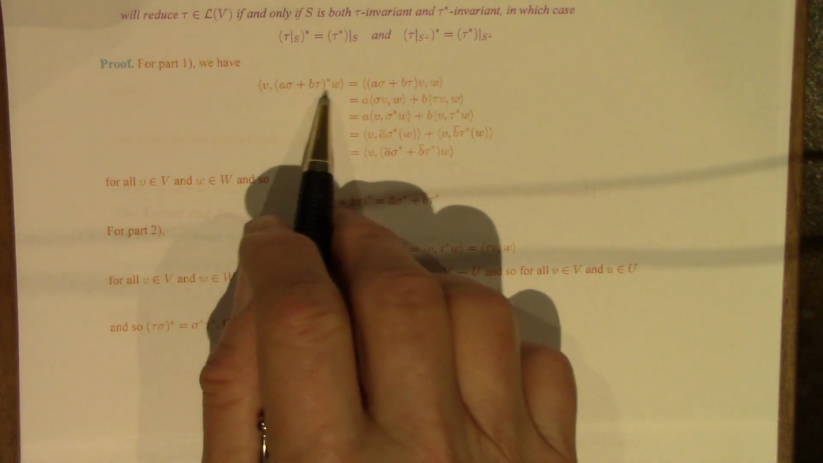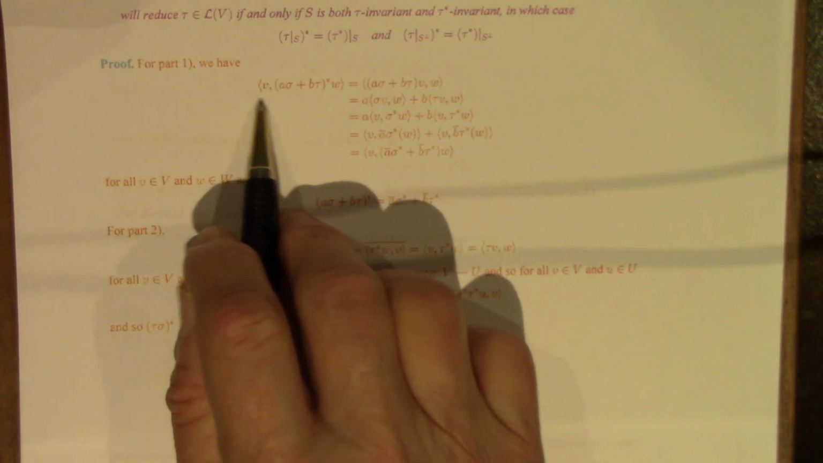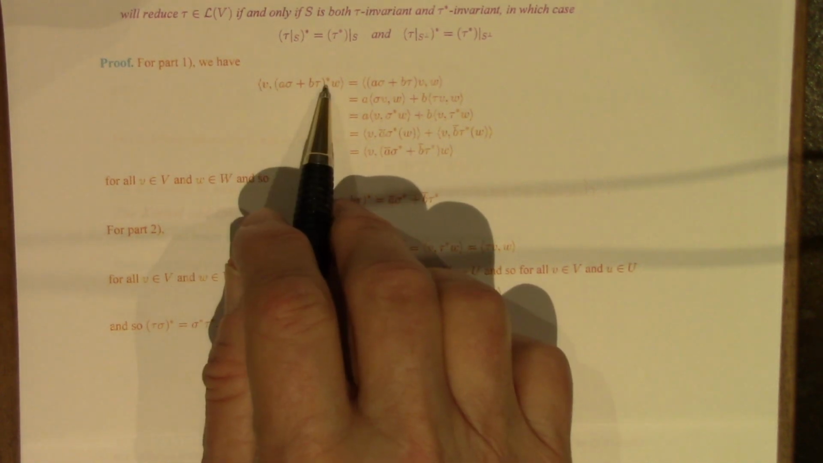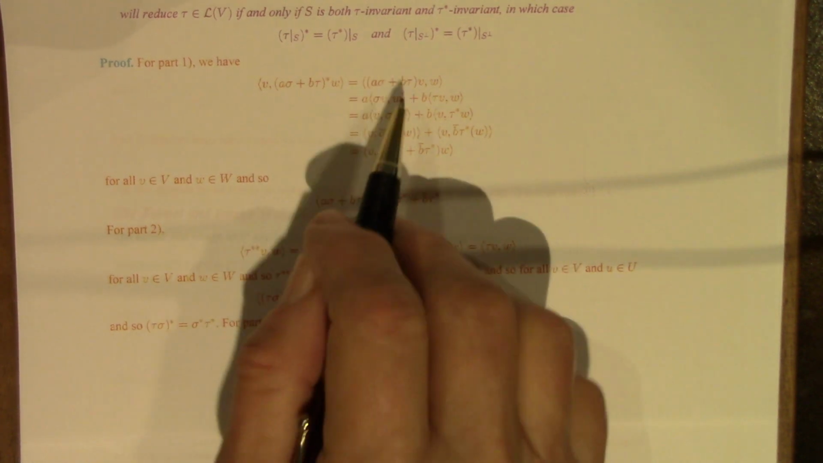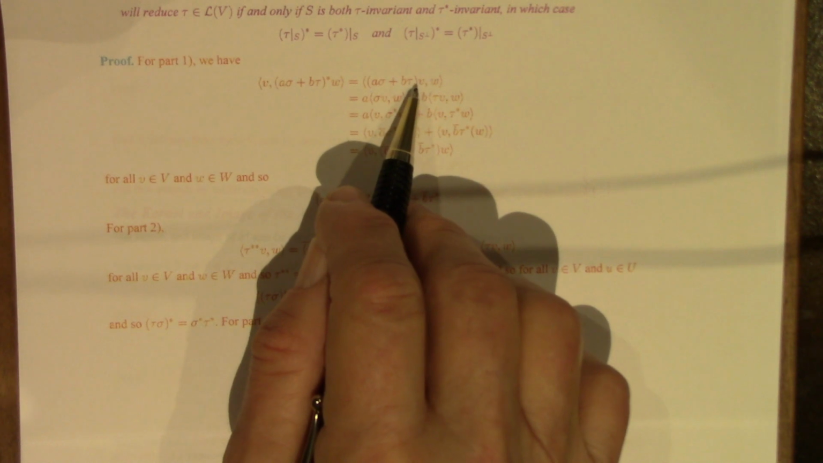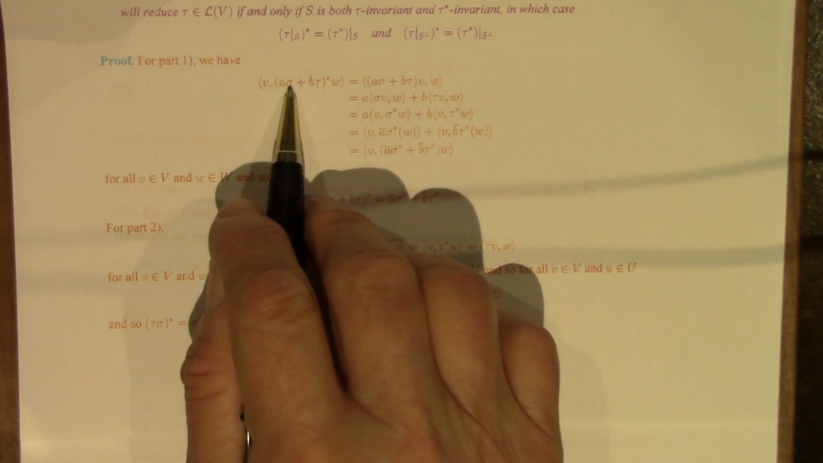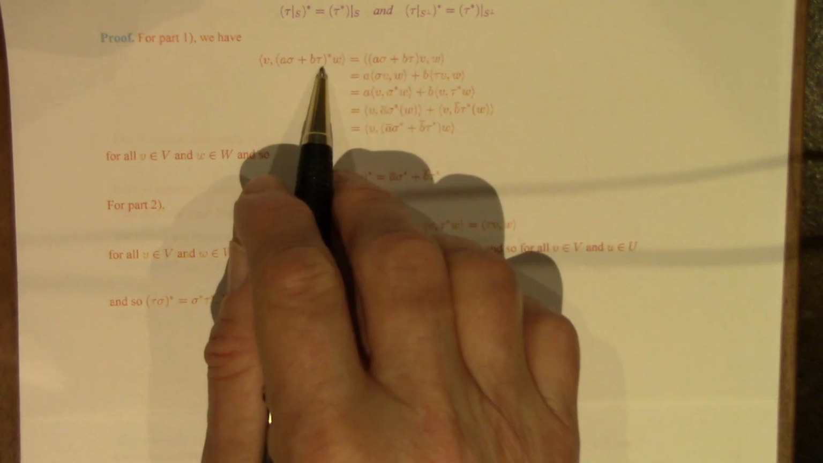We start with this. We can move this linear combination across the comma. We remove the star and get this. To convince yourself of this, you might read it the other way. This is equal to this. That's the definition of adjoint.